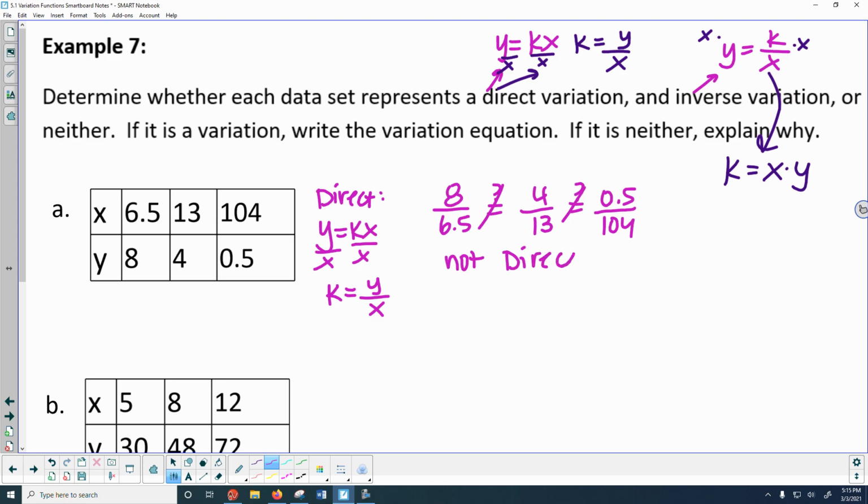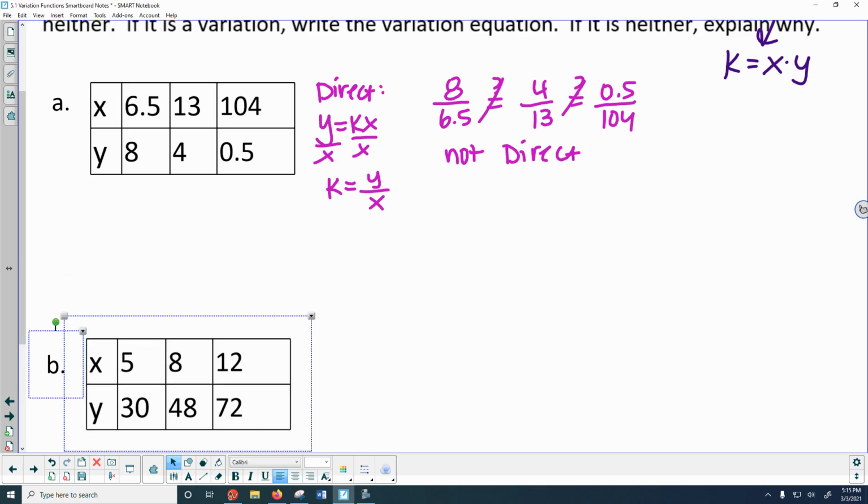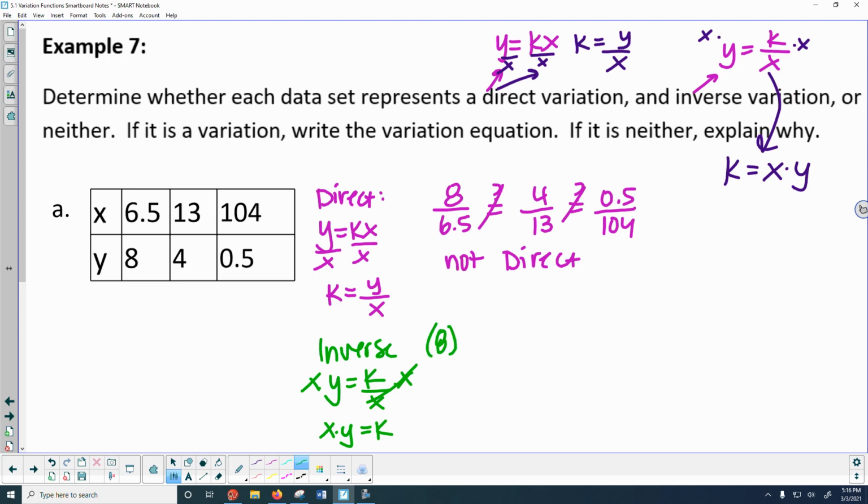If I want to check if this is inverse, I'm going to scoot this down so I have a little more room. If it's inverse, it's going to fit the form y equals k over x. Just to save myself a step, I'm solving for k every time. That's like multiplying by x, so I'm going to see, is every x times y the same? If so, that's my k. So is 8 times 6.5 the same as 13 times 4? Is that the same as 104 times 0.5?